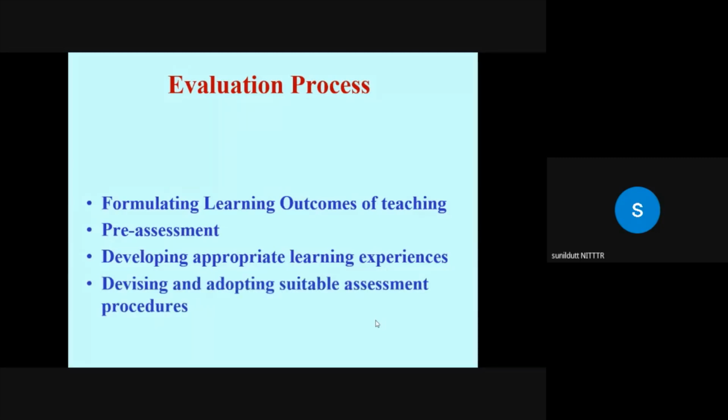And then you need to devise a suitable assessment procedure. And finally, you will administer the test and you will get the information. So that information will be used for subsequent improvement or for other purposes. So the evaluation process can be viewed as a cyclical process, which can include four phases.